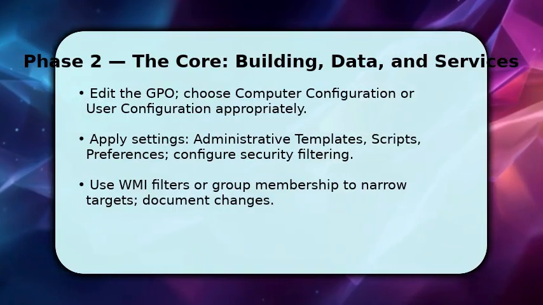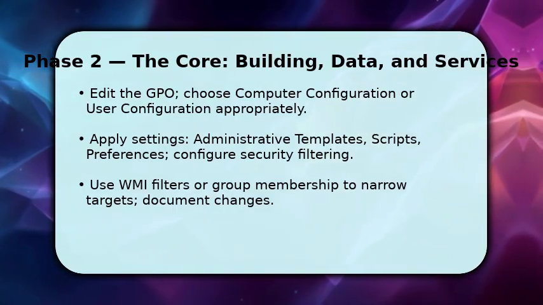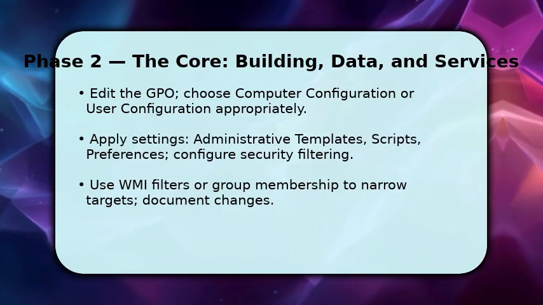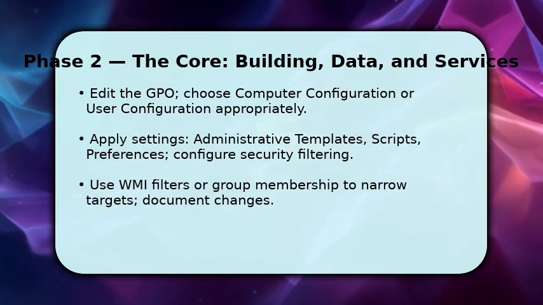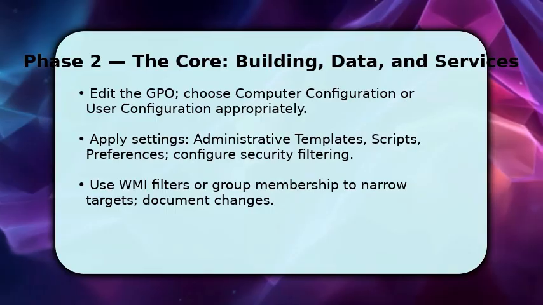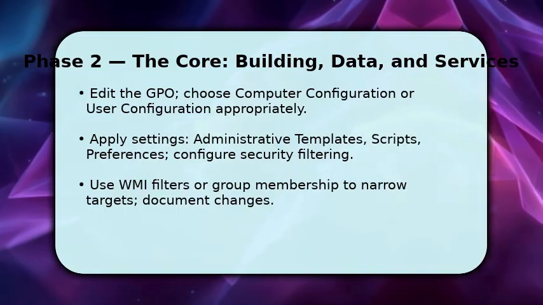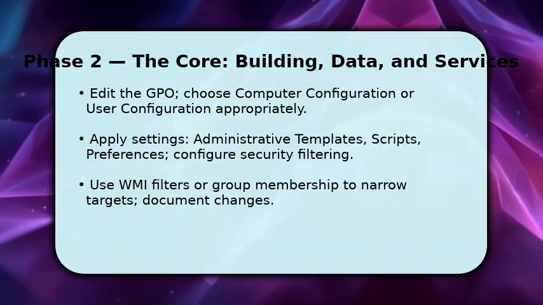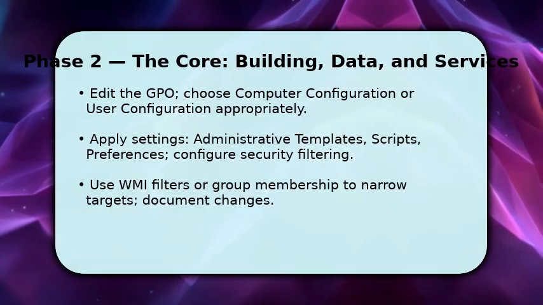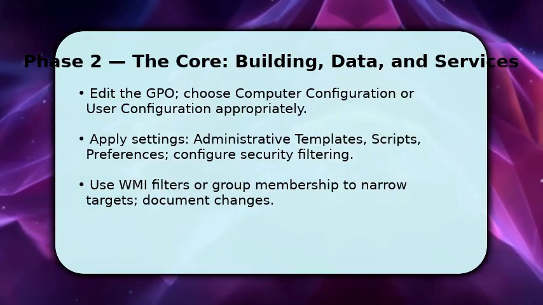Think about whether settings affect machines or users. Navigate administrative templates, security settings, or preferences to set the policy values. Explain why each setting is chosen so you can audit later. Then apply security filtering or WMI filters to restrict who receives the GPO and use group membership where appropriate.